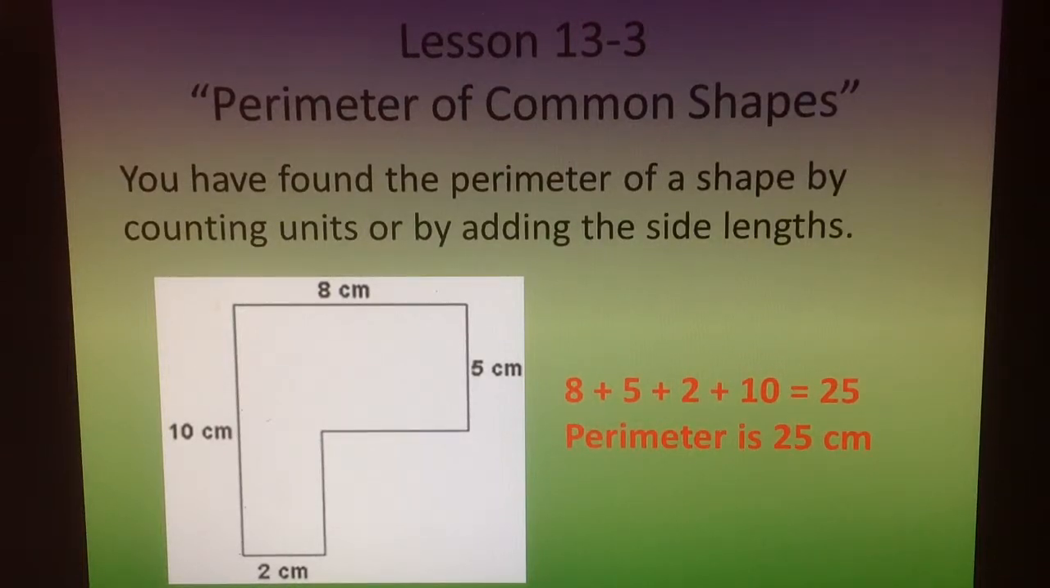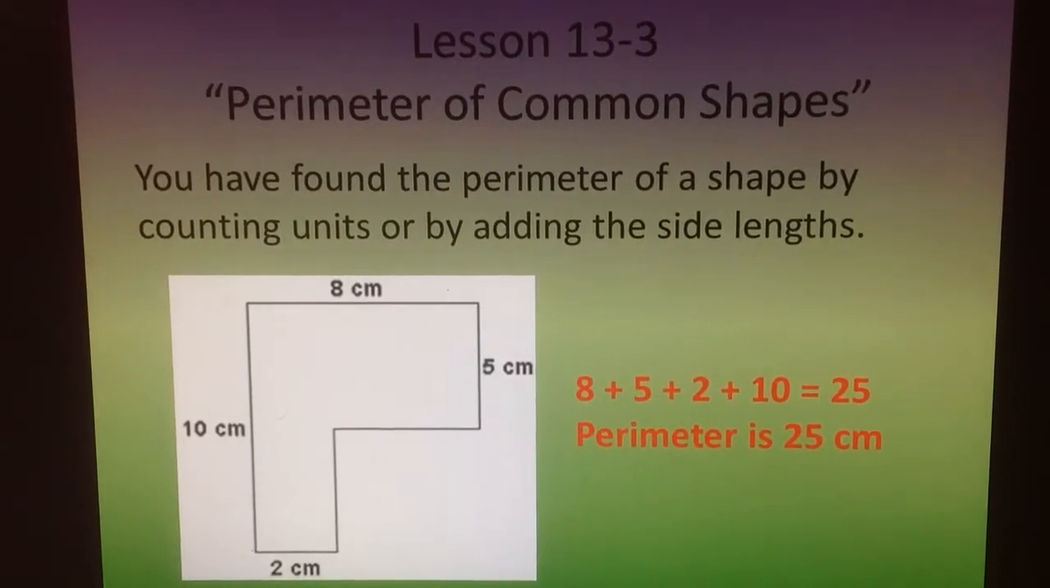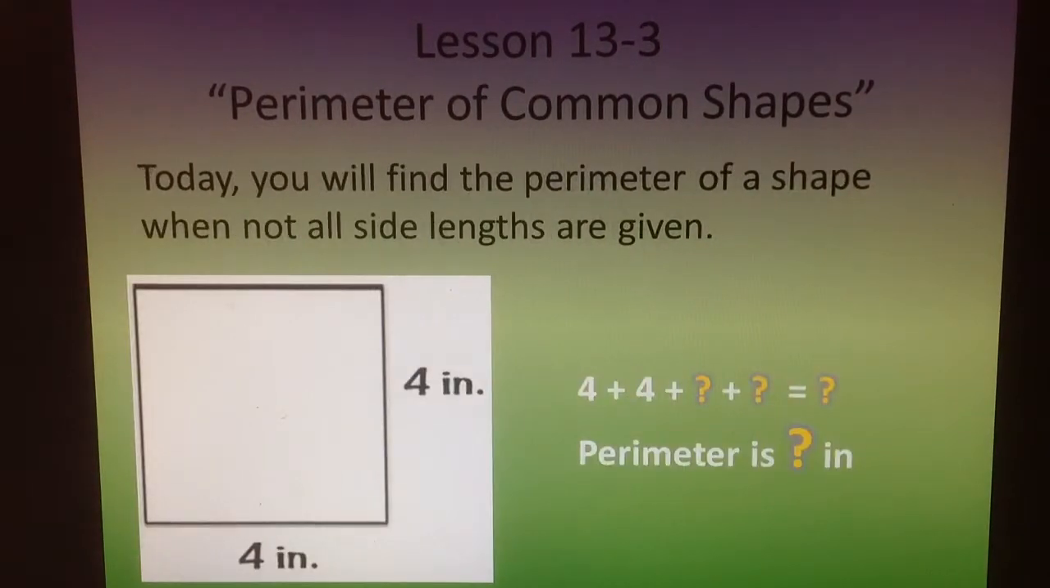Hello, today's lesson is 13-3 and it's called Perimeter of Common Shapes. You have found the perimeter of a shape by counting units or adding the side lengths. Today you'll find the perimeter of a shape when not all side lengths are given.